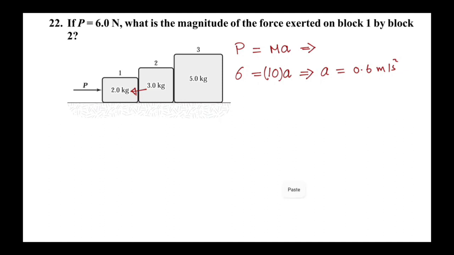Now the force exerted on block 1 by block 2, let's find this one here. We have P minus this force F2 on 1. P minus F2 on 1 equals 2A. So F2 on 1 equals 6 minus 12 over 10, or in other words, F2 on 1 equals 4.8 newtons.